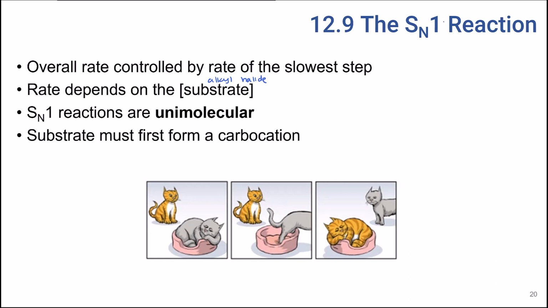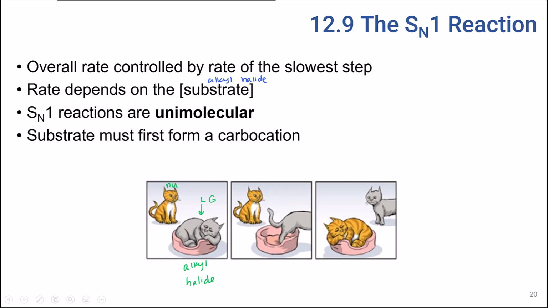The first step of these reactions is to form a carbocation. And if the reaction can't form a carbocation, it's not going to happen. So if we have our cats again, that bed is the alkyl halide. The cat here, the gray one, is the leaving group. And here's my nucleophile cat.